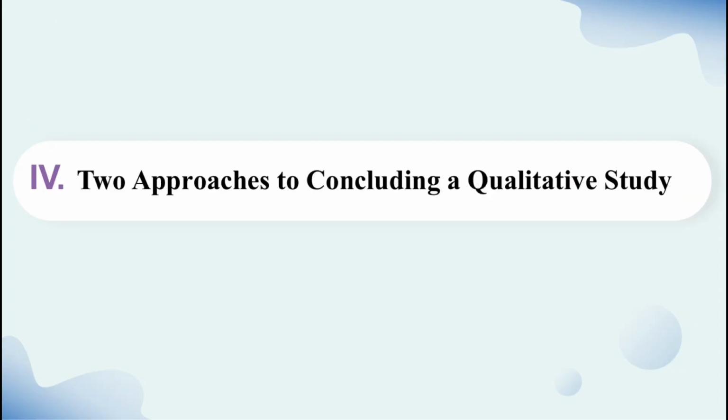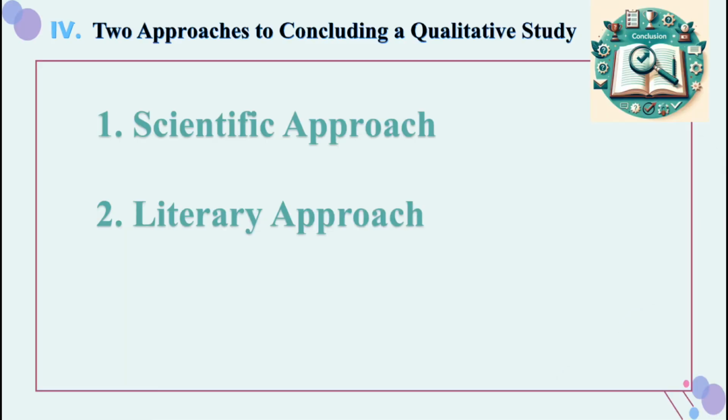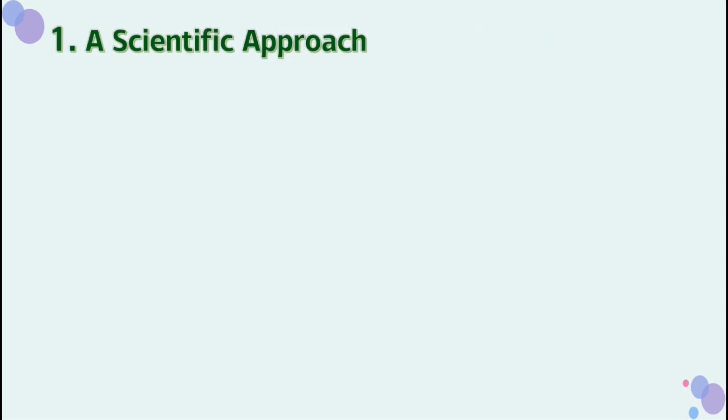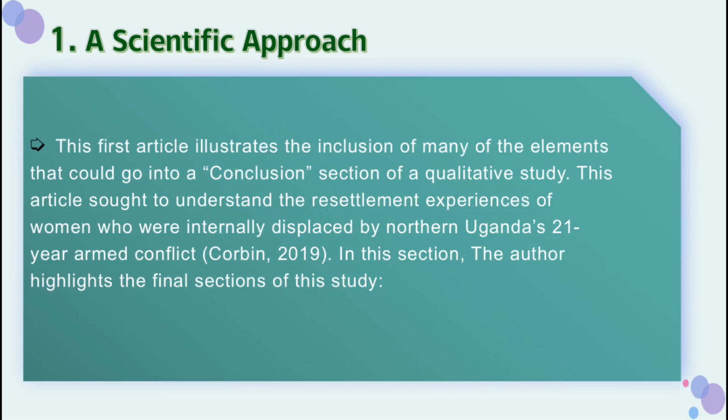4. Two approaches to concluding a qualitative study. The two approaches are the scientific approach and the literary approach. 1. A scientific approach. This first article illustrates the inclusion of many of the elements that could go into a conclusion section of a qualitative study. This article sought to understand the resettlement experiences of women who were internally displaced by northern Uganda's 21-year armed conflict. In this section, the author highlights the final section of this study.